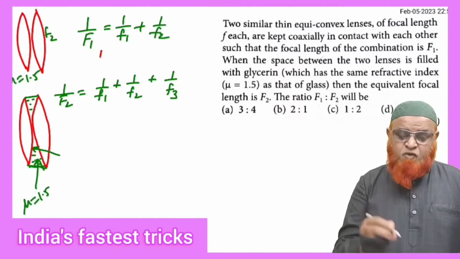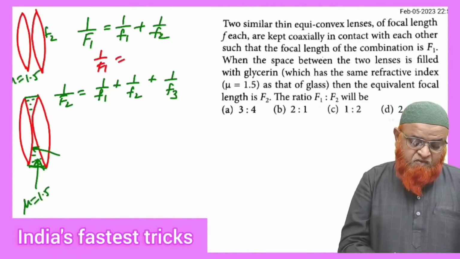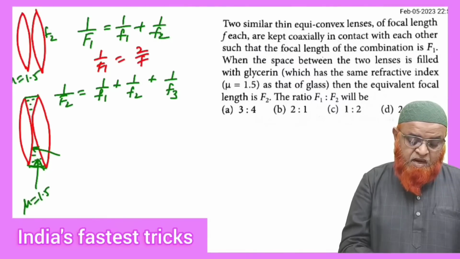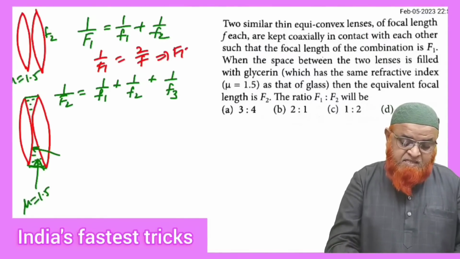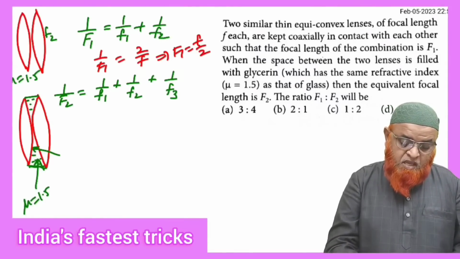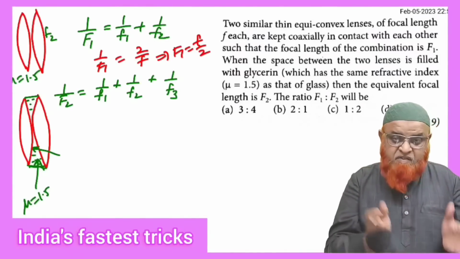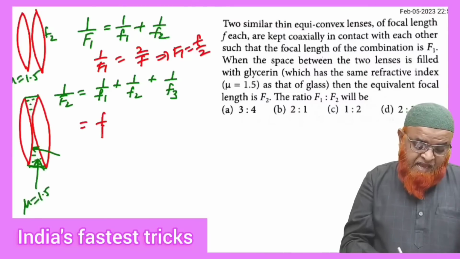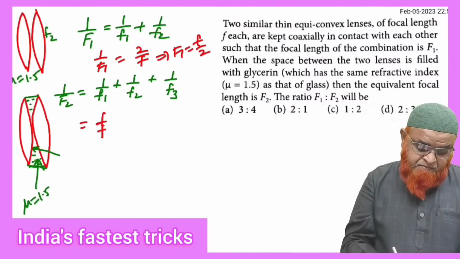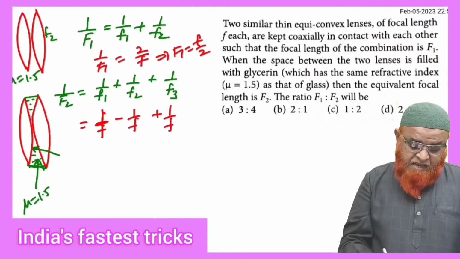So here, as the focal lengths are the same, you can write 1 by f1 is equal to 2 by f. This implies that f1 is equal to f by 2. But in the second case, glycerin is just like a concave shape in between the two lenses. We can consider this as 1 by f, this is minus 1 by f, and again this is plus 1 by f.